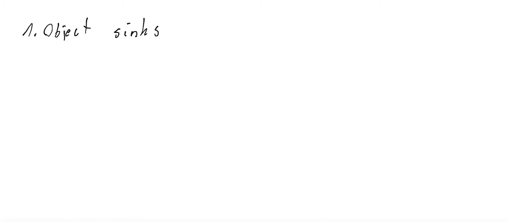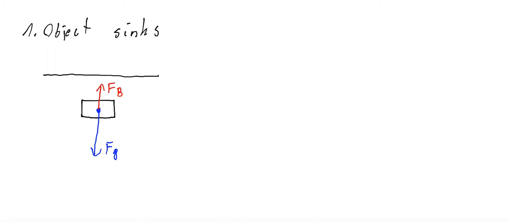Okay, so let's look. When does an object sink? Let's imagine again, this is our surface of, let's say, water. Okay, let's use water as our fluid. And we have an object. The object experiences 2 forces: gravitational force, which acts down, and buoyant force, which acts up. Of course, the object is sinking when the overall force is directed down. So when gravitational force is bigger than buoyant force. Okay, so this is the condition for sinking.